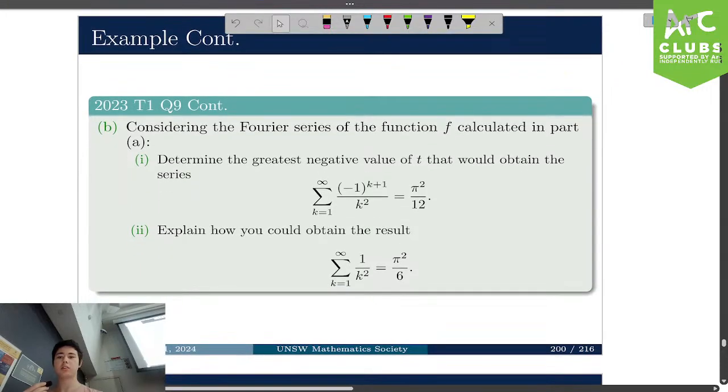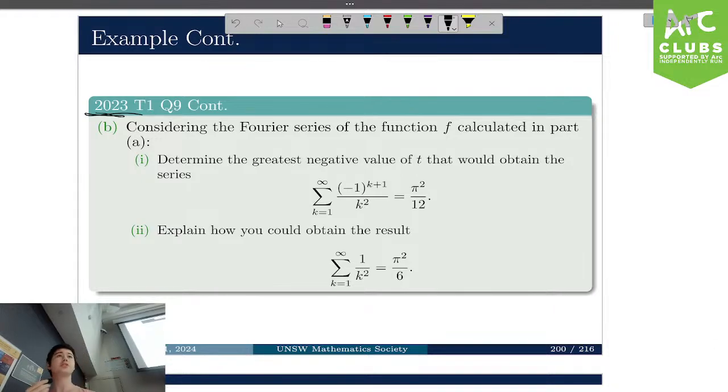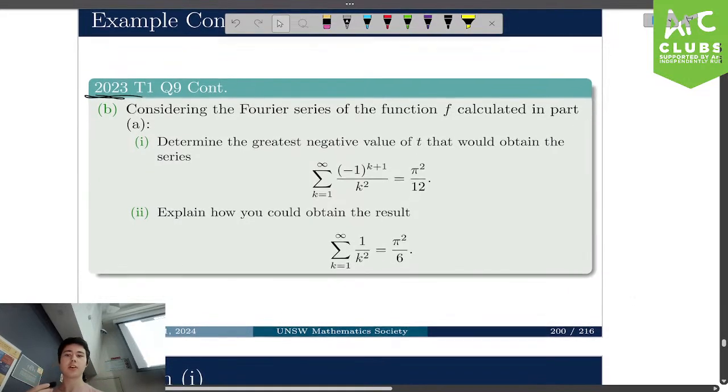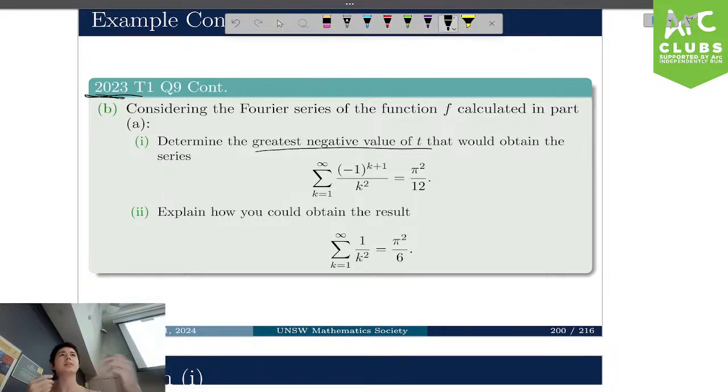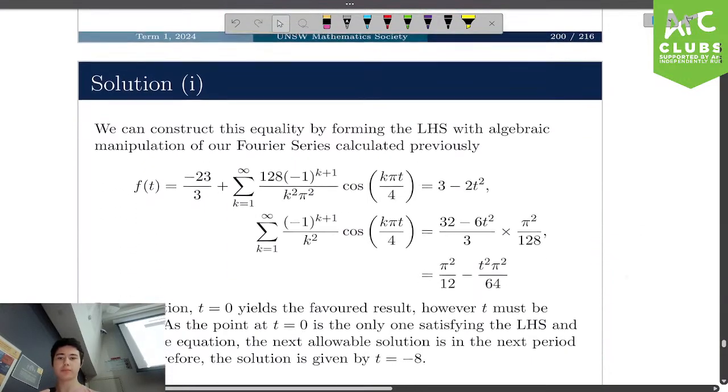Fantastic. Part B. Mind you, these questions are coming from the 2023 Term 1 Question 9 content, so they are still exceedingly relevant for you guys. Now, we're going to try and determine the greatest negative value of t, given this Fourier series that we've just calculated, to obtain this manner of equality. Alright, so let's do it.